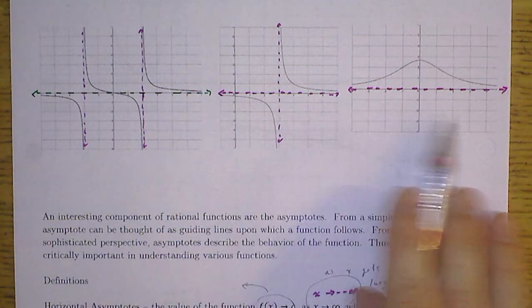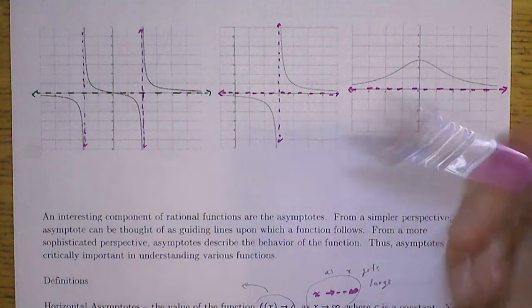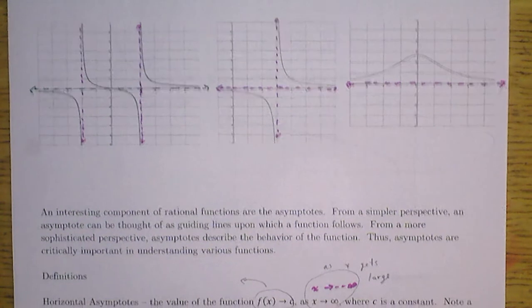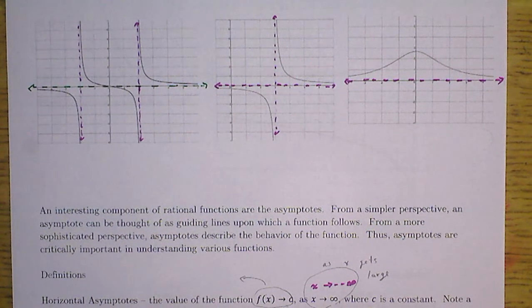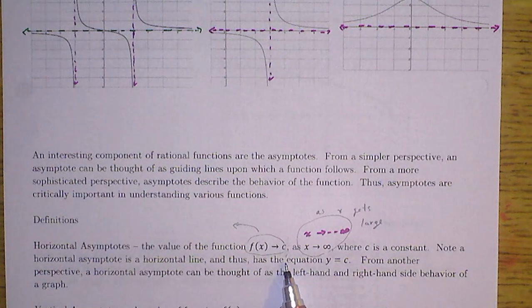Same thing on the other two graphs. As x gets large, my y value gets closer to my horizontal asymptote. So it describes what's going on on the left-hand side and the right-hand side, the extreme parts of the graph, if that makes any sense. Again, the y value approaches a constant c. In this case, the constant was 0 as x gets large.